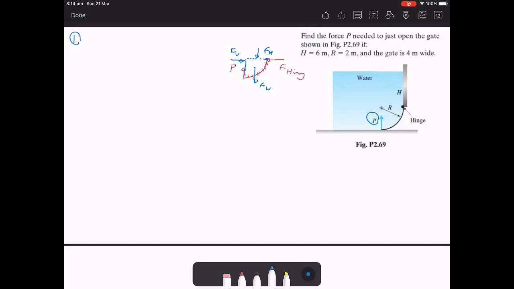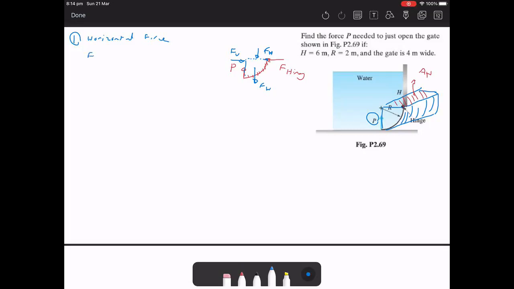Okay, let's say the first one is the horizontal force. To find the horizontal force, we're looking at the projected area. So this is the curve, and it's about a quarter of a circle. If I'm looking at the 3D, that's actually the gate. When I say the projected area, I mean this rectangle. This is the AH.